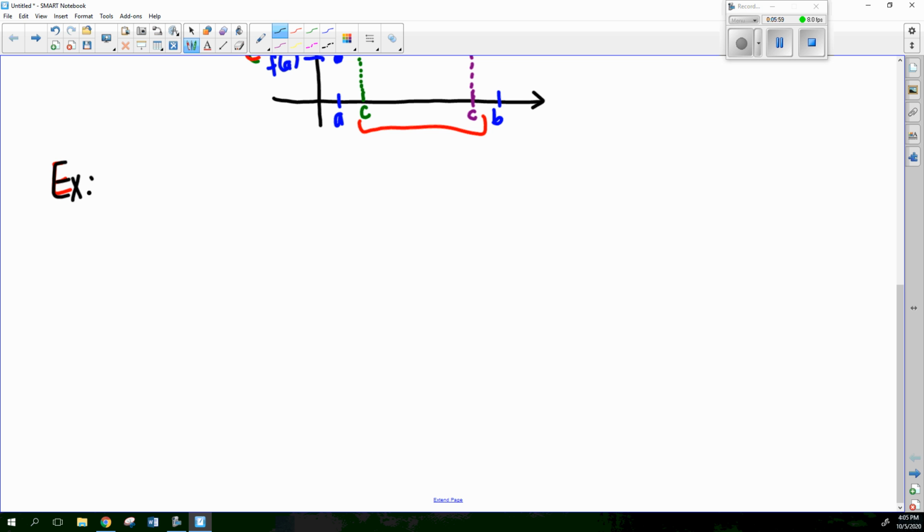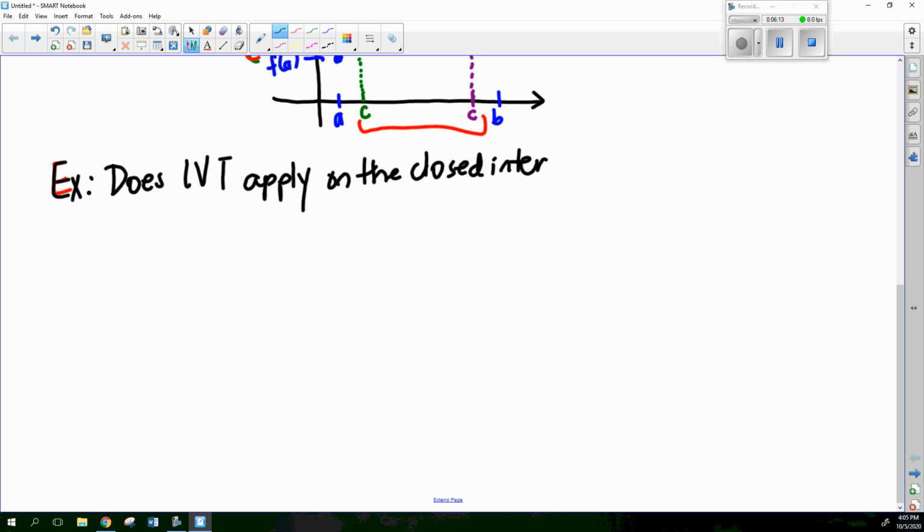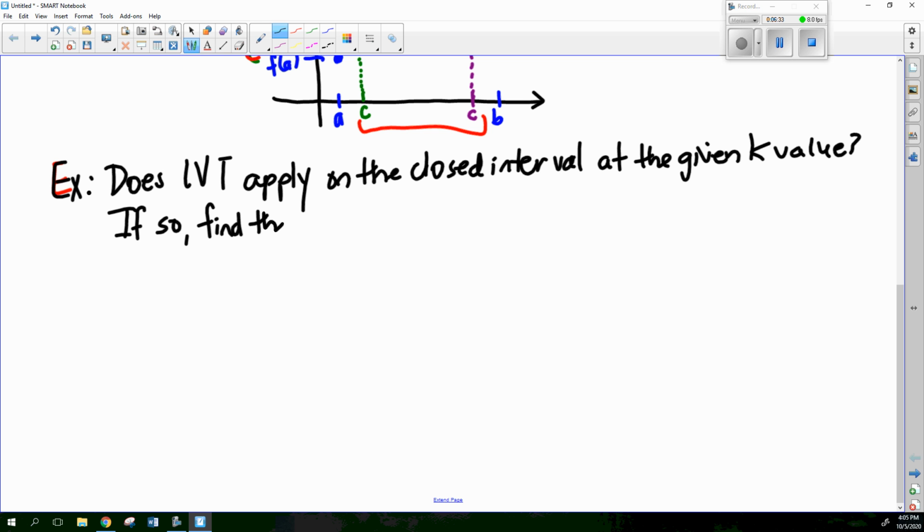All right, so for my examples, I just want to know, does the intermediate value theorem apply on the closed interval at the given K value? Okay, and then if so, we're actually going to find the value of C guaranteed by the theorem.